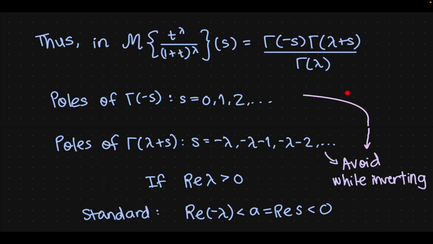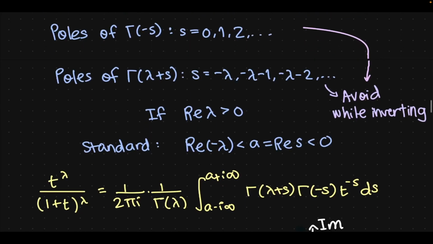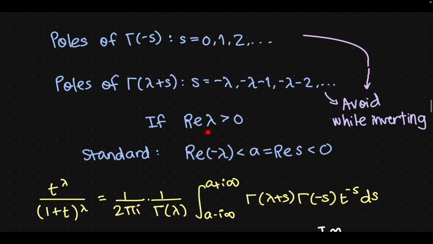And whenever we're integrating, we're going to choose the real value of s. We're going to have to avoid these poles. So be sure to have your real part of s not lie on any of these poles of either gamma of minus s or gamma of lambda plus s. And this is more of a specific case.